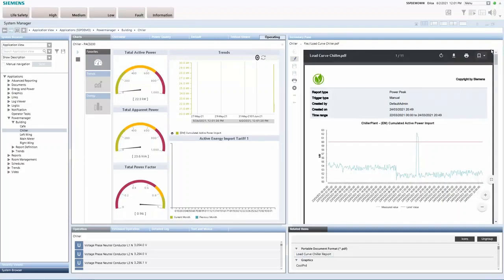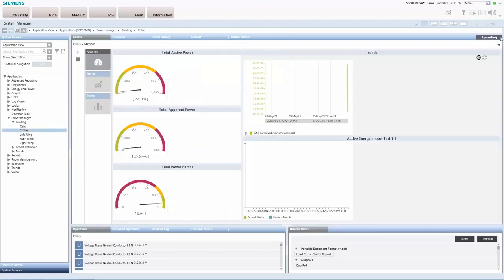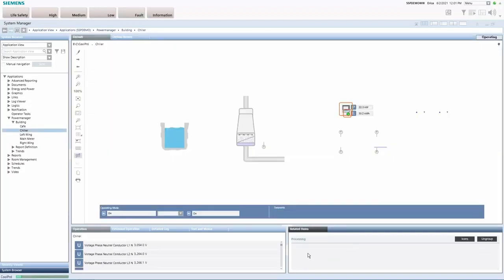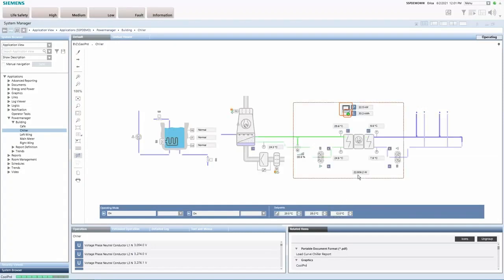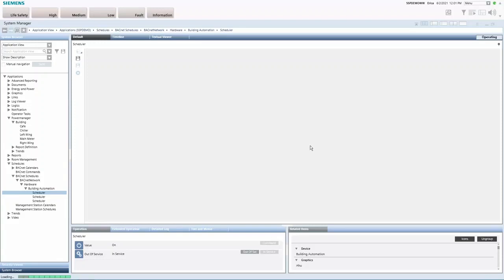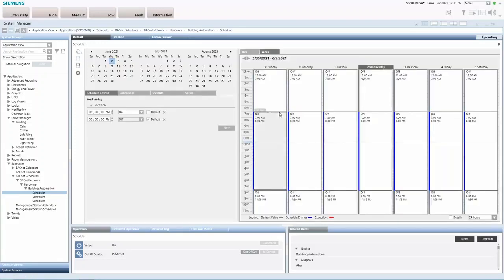What we now want to do, of course, is get this curve flatter. One possible option could be to open the corresponding graphic page here and open the scheduler of the chiller, which is only one click away. We could change the switching points to avoid the chiller turning on at the same time as many other plants in the building do. This is a simple but also powerful example showing the benefit of having the building management totally integrated with the power.